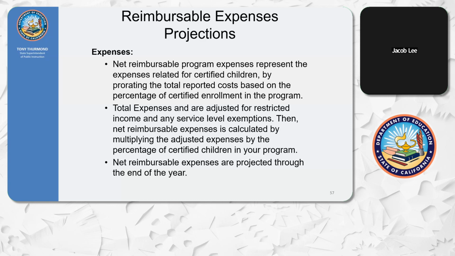Now we'll talk about how the net reimbursable expenses projections are calculated. Net reimbursable program expenses represent the expenses related to certified children by prorating the total reported cost based on the percentage of certified enrollment in the program. Total expenses are adjusted for restricted income and any service level exemptions. Then net reimbursable expenses is calculated by multiplying the adjusted expenses by the percentage of the certified children in your program. Net reimbursable expenses are projected through the end of the year.